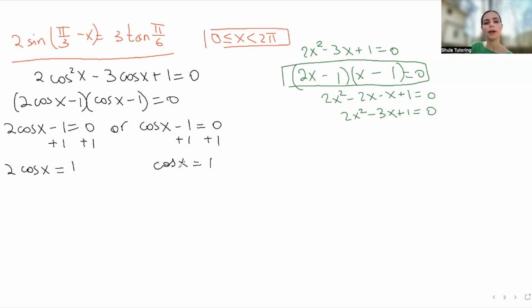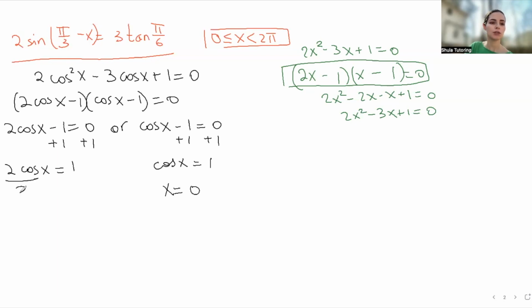And then where is cosine x equal to 1? Well, cosine x is equal to 1 at 0, or 2 pi, or 4 pi, or any multiple of 2 pi, then our cosine will equal 1. So x is equal to 0. Why am I only writing 0? Because our solutions here are restricted from 0 to 2 pi, but 2 pi is not included. So I can't really write 2 pi. So the only solution from cosine x is equal to 1 is really 0.